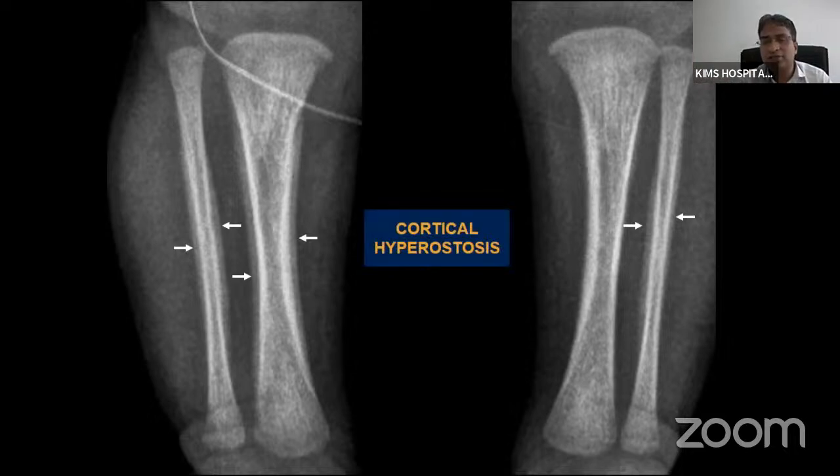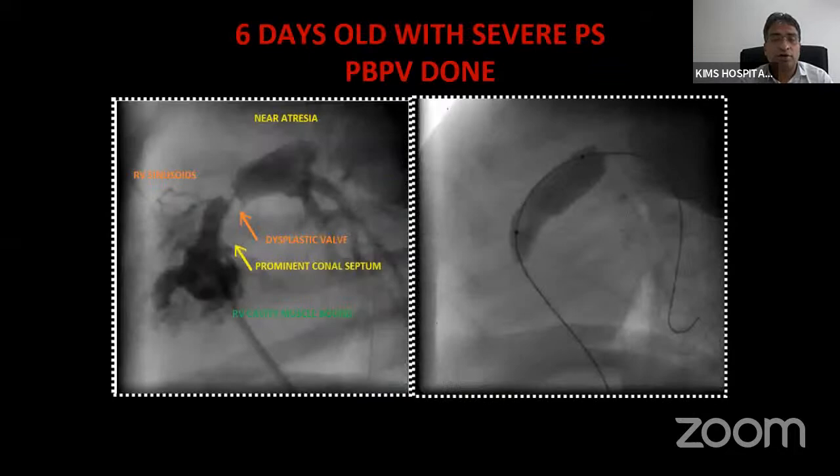Once we stop the PG... in this case, it was outside somewhere in a village. They continued giving the prostaglandin for 28 days. But after 28 days, surgery was done. But by that time, there was a swelling in the lower limb. And after we stopped prostaglandin, within 2 days of the surgery, that swelling reduced. So this is a typical example of cortical hyperostosis.